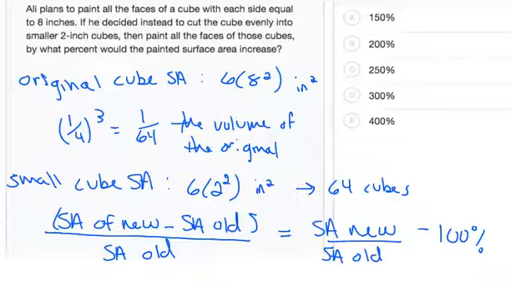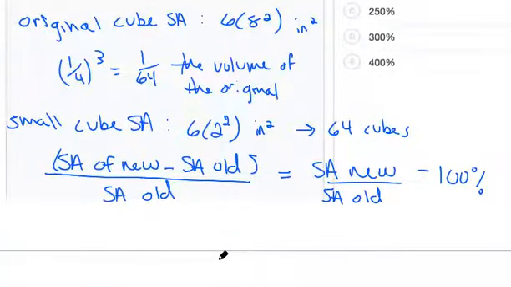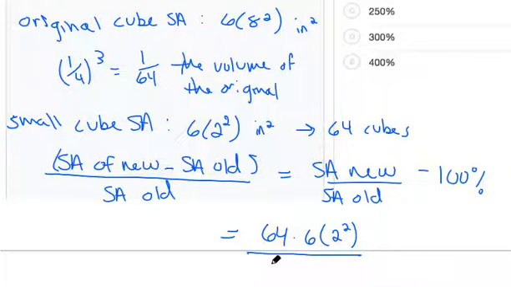So let's go ahead and substitute in for our ratio here. Scrolling down a little bit, substituting in for our ratio here, we have 64 times 6 times 2 squared, and that represents the surface area of all the new cubes. We have 64 of them, and this is the surface area for each one, divided by the surface area of the old, which would be 6 times 8 squared. And this is minus 100%.